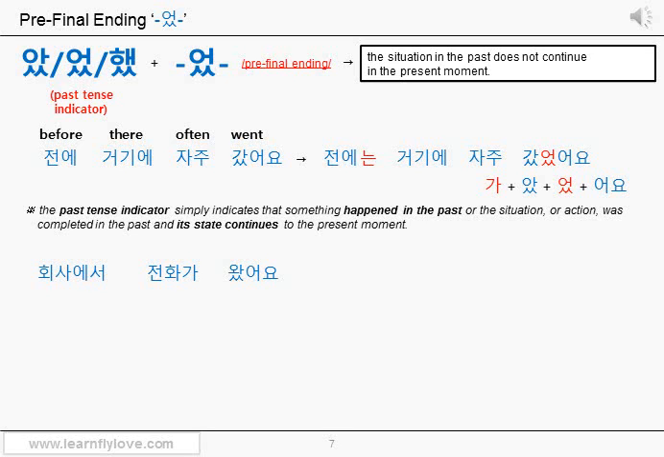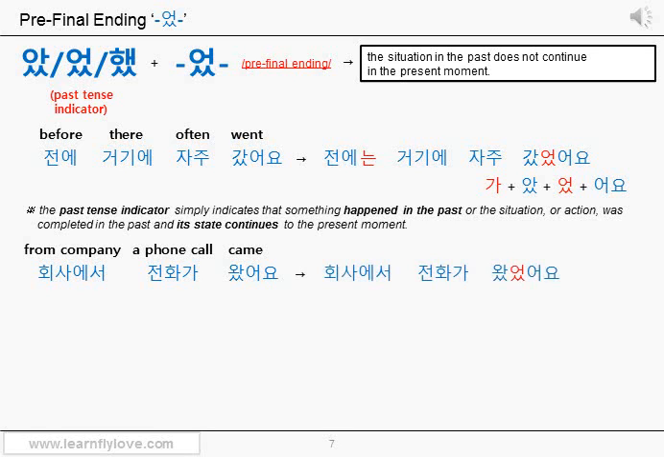회사에서 전화가 왔어요. 회사에서 from the company. 전화가 a phone call. 왔어요 came. It means a phone call came from the company, or the company called you, or someone called you from the company, or you received a phone call from the company. Whatever the English sentence is, it's 회사에서 전화가 왔어요. From company, a phone call came in Korean.